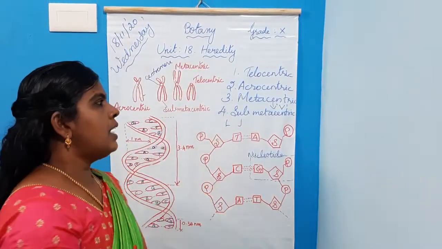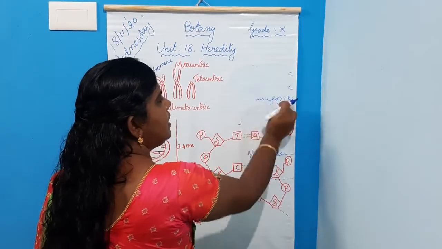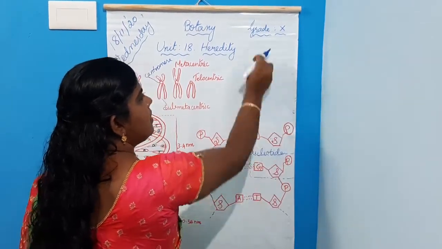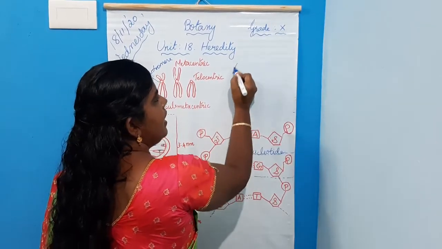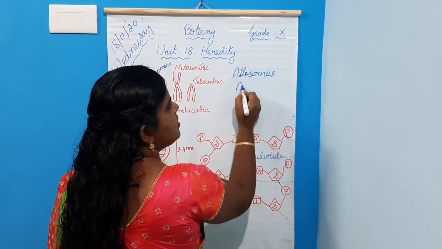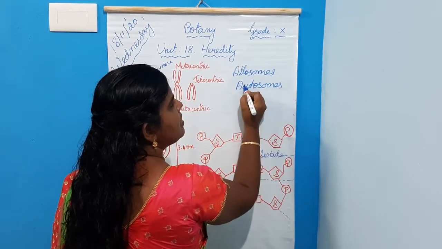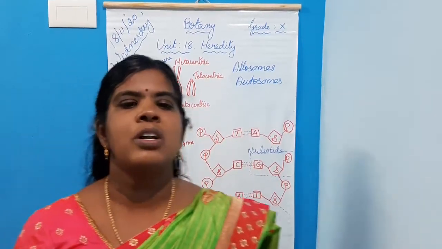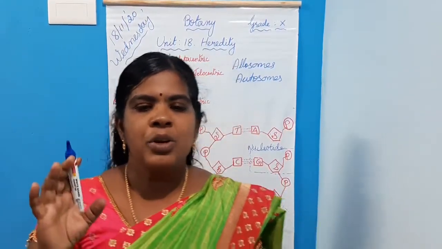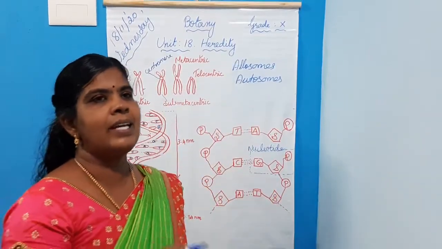Next is the types of chromosomes based on their function. Based on their function, the chromosomes are of 2 types: allosomes and autosomes. Eukaryotic chromosomes are classified into autosomes and allosomes.